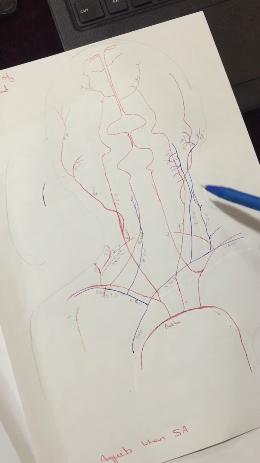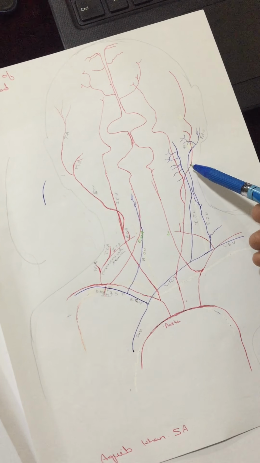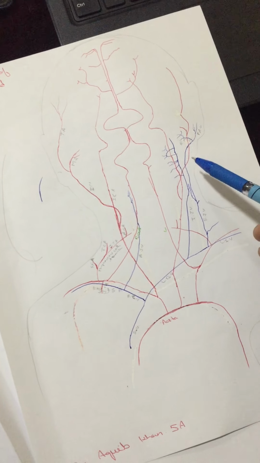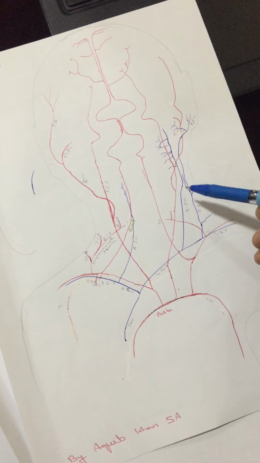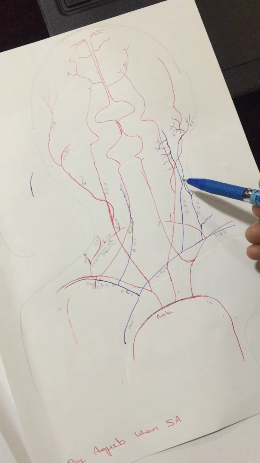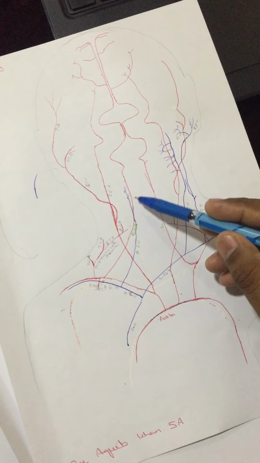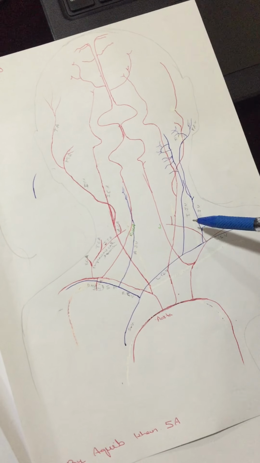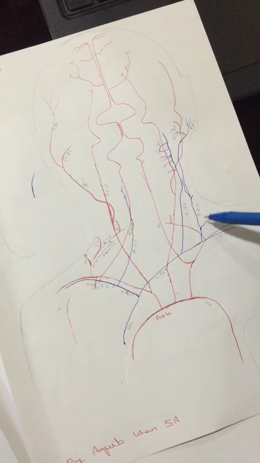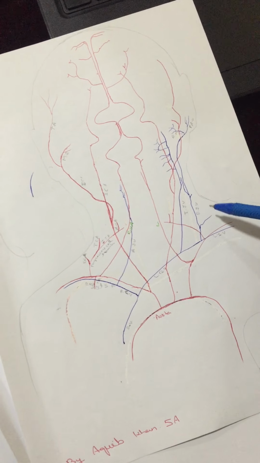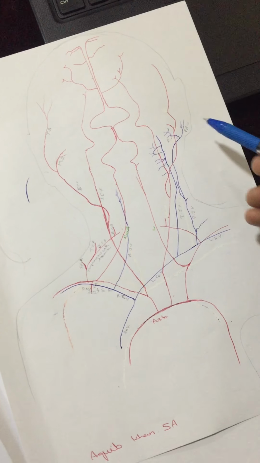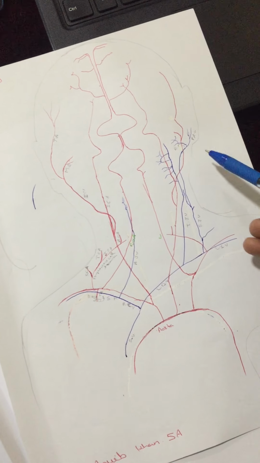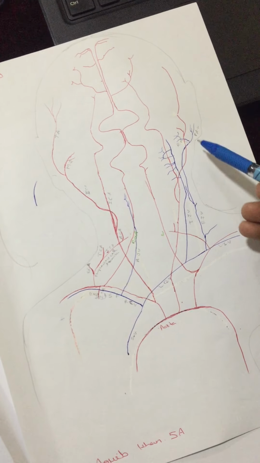Ma'am, venous drainage of the head and neck region is mainly performed by the jugular veins. Jugular veins are three in number. Number one is the anterior jugular vein, this one. Number two is the internal jugular vein, and number three is the external jugular vein. Ma'am, let's talk about the external jugular vein.